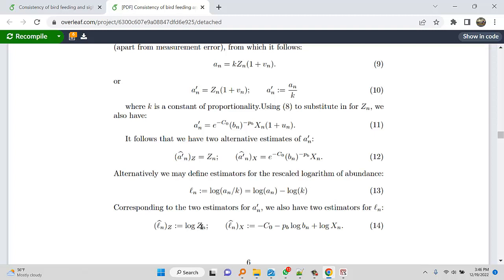So here's the log of the abundance. We can estimate the log of the abundance by the log of my measured point counts, or by these parameters plus the log of my measured transect observations.